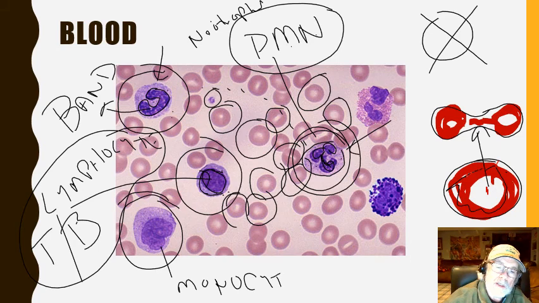Monocyte. And these are indiscriminate eaters. They just love to eat. Okay, they eat a lot of stuff. Basically, they munch a lot of garbage. Okay, they munch a lot.